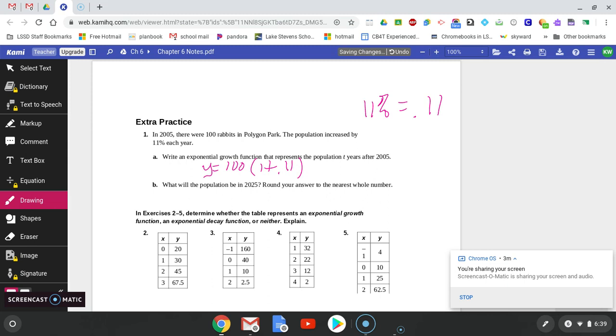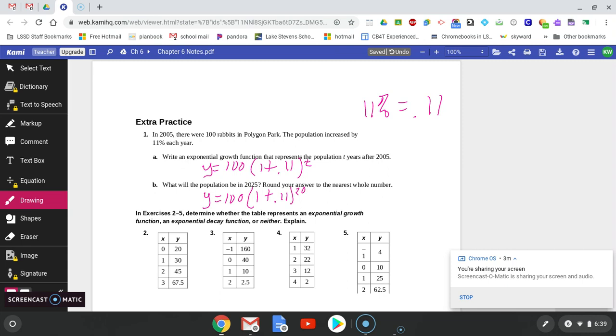And it says after T years. So T is our exponent. Part B then, it says, what will the population be in 2025? So T is how many years after 2005? So 2025 is going to be when our T is 20. Okay, and then it says round your answer to the nearest whole number.